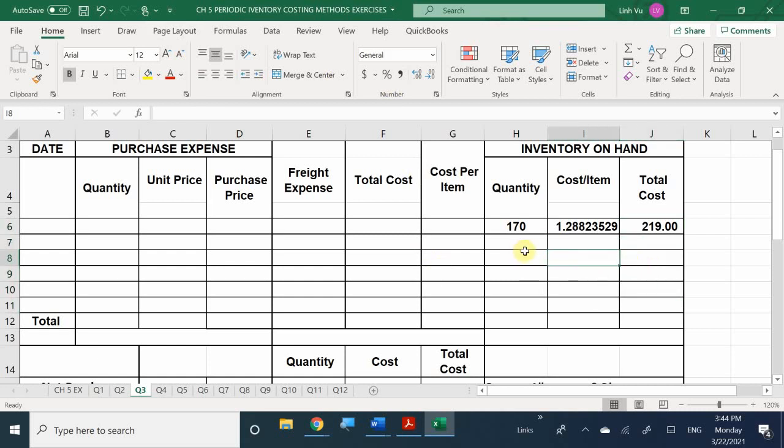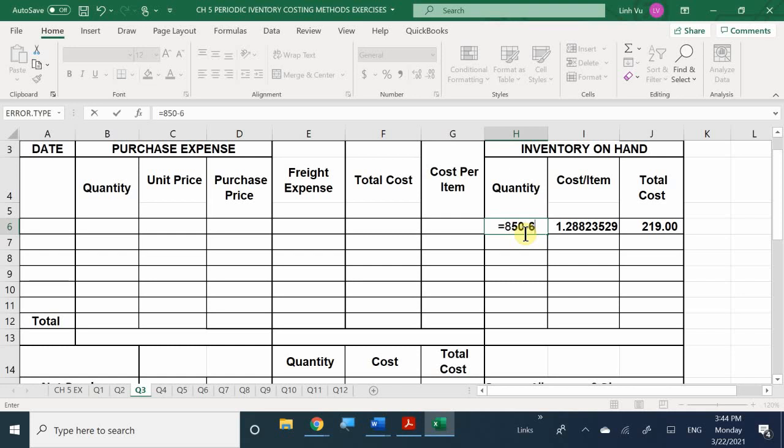Where did we get the 170 from? 170, right? We originally purchased 850 from that batch, right? But we sold 680 of them. Remember that? So we're just carrying over the remaining amount. Yes, because we have beginning inventory, so we're moving everything from the previous worksheet into our new inventory worksheet. Right?